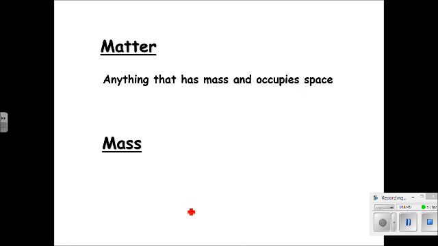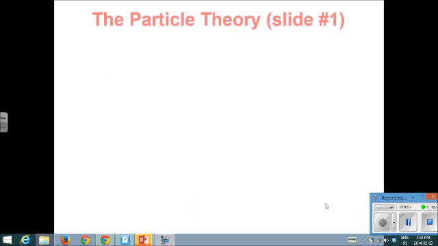Well, what is mass then? Mass is the measure of the amount of matter. So the more matter that you have, the more mass you will have. Mass is a little bit different than weight. If you study physics, they'll talk about that, but we just have to know in chemistry it's the amount of matter. One thing you may have covered in grade 10 and grade 9 is the particle theory.